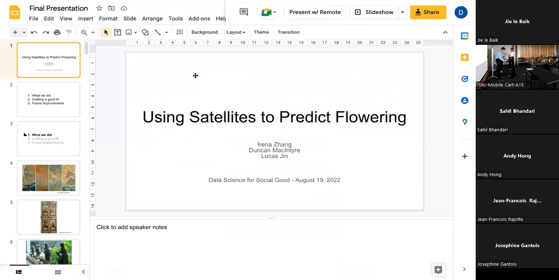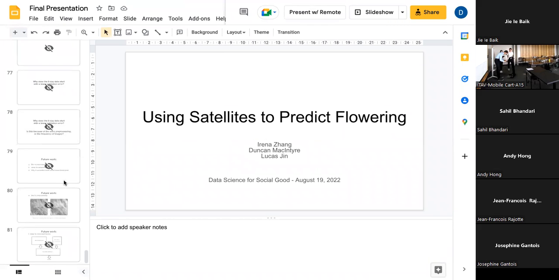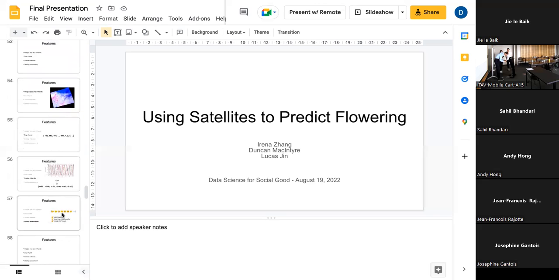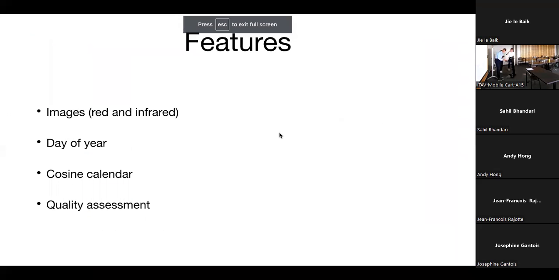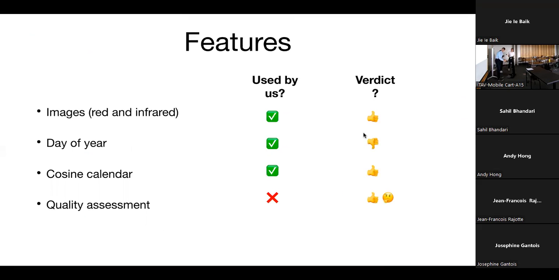And so what can we conclude from this? Let's go find where we were. What can we conclude? We should include the images, of course, not use the day of year, include the cosine calendar, and for the quality assessment, it probably doesn't hurt, but we need more tests if we want to know if it actually helps.